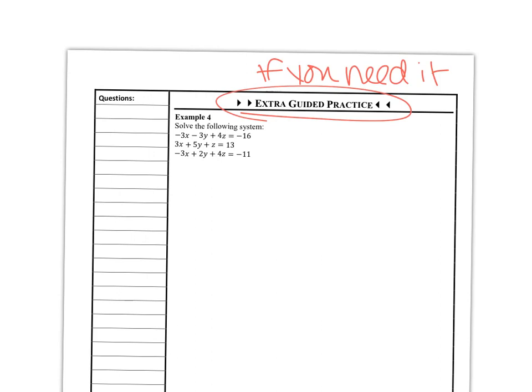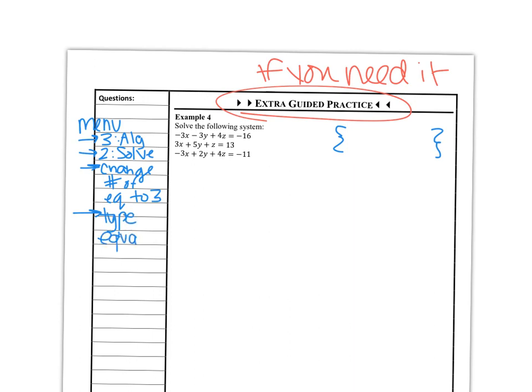Okay, so remember our first step is to find the solution. If you're sticking with me, we're going to find the solution in the calculator. I'm going to do that by hitting Menu, Choice 3 for Algebra, Choice 2 for Solve System of Equations, and then we have to change equations to 3. And then we're going to type in each individual equation. I'm not going to show it on the calculator again, but I'm going to do it in my calculator so that I can get the answers right here.